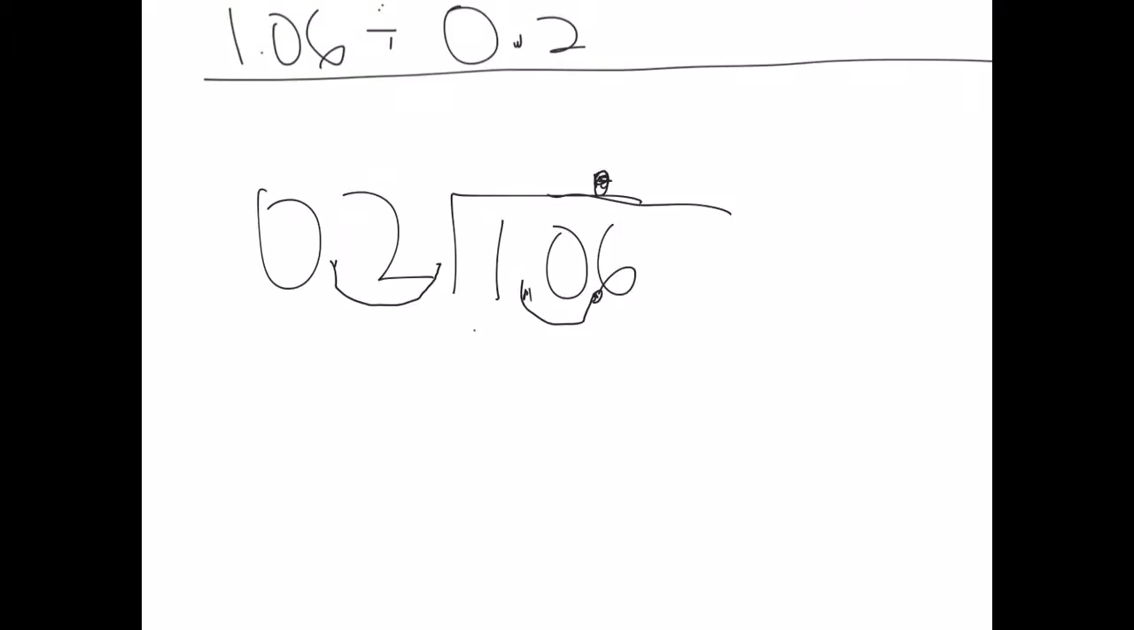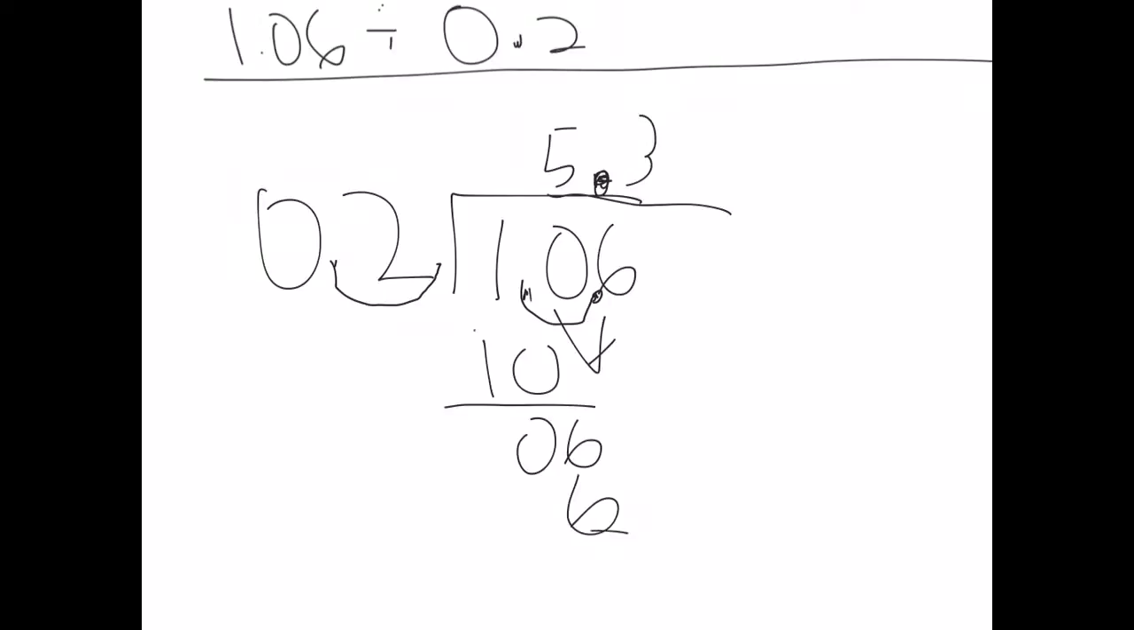And then you just divide like normally. 2 divided by 10 is 5. Then you bring down your 6. And then 2 times 3 is 6. And that's it. Your answer is 5.3.